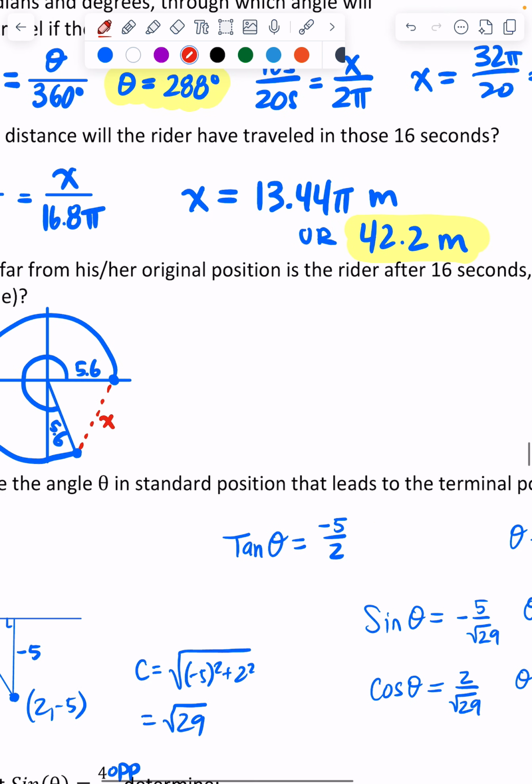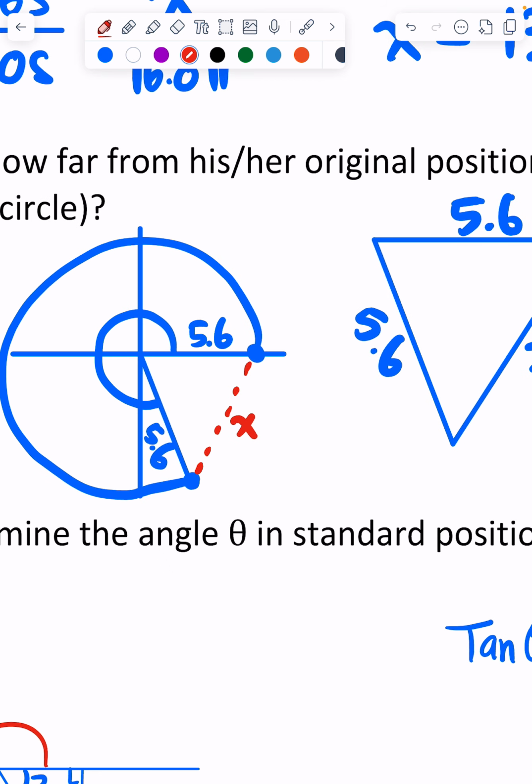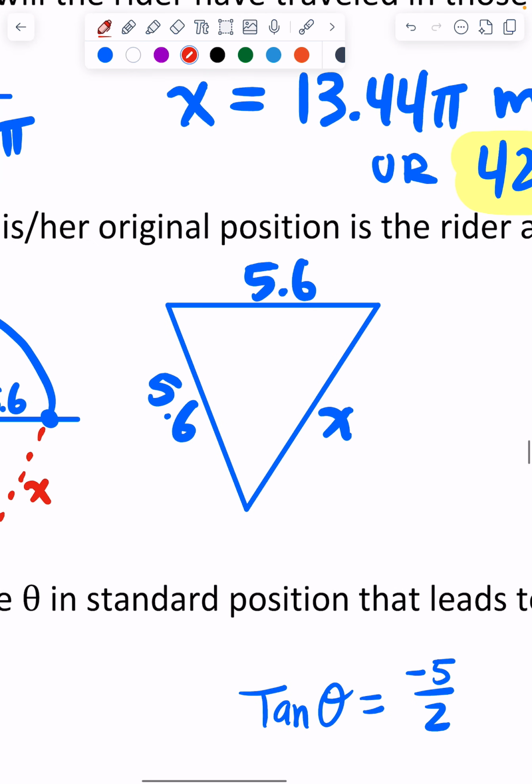So we have this triangle, right? I'm going to pull this out. It looks like this, with an x here, a 5.6, a 5.6. And we know all the angles of this as well, believe it or not. If you know that this one going around is 288, then to finish the circle, this angle right here has to be 72. So this is 72.